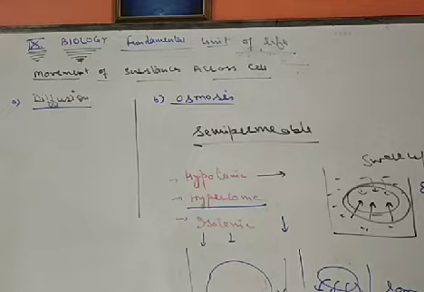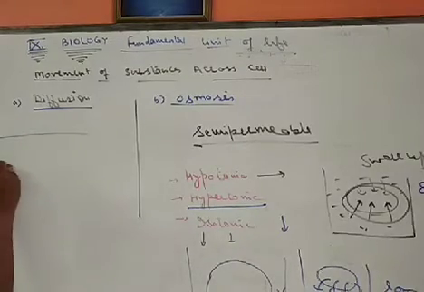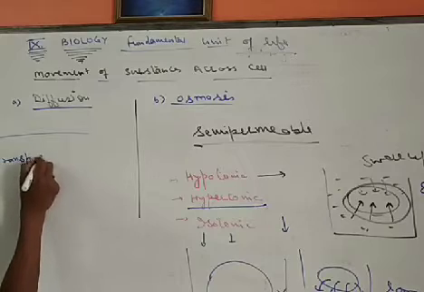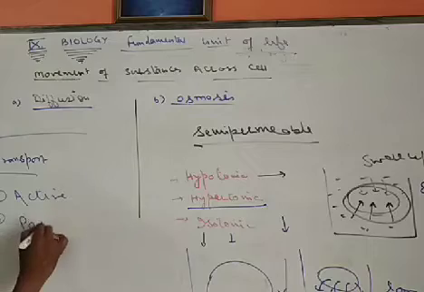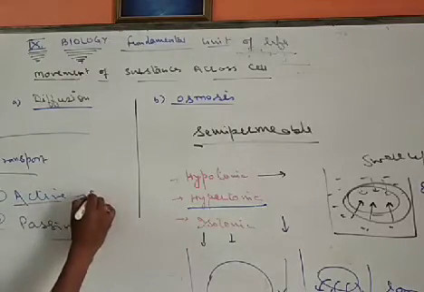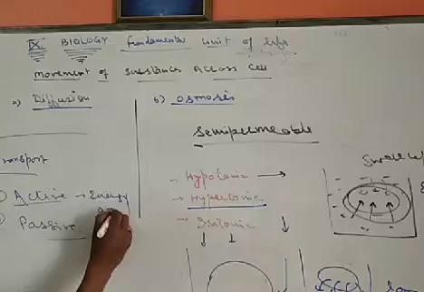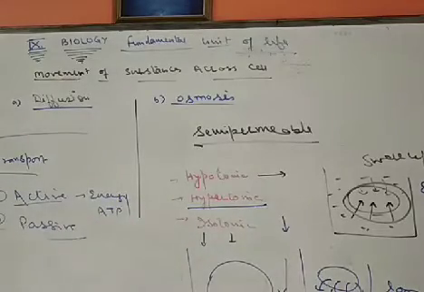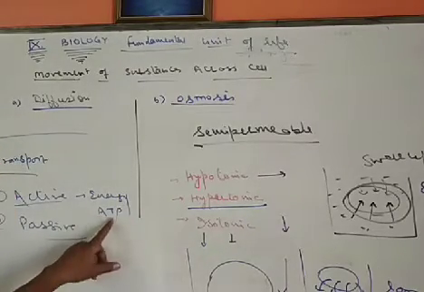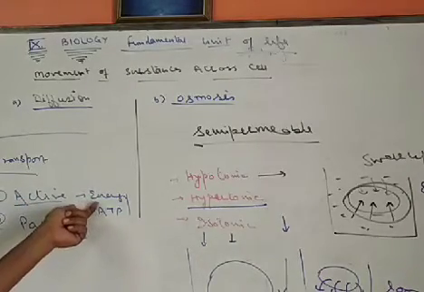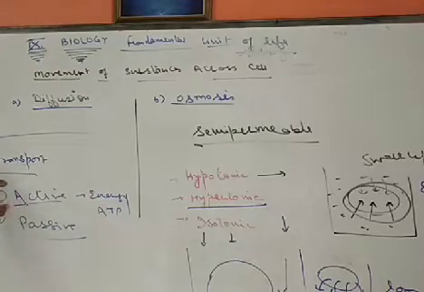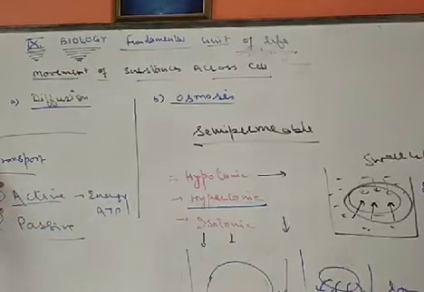Now we come to the next topic, that is active and passive transport in a cell. Transport inside the cell takes place in two ways. Number one is active transport and number two is passive transport. A transport in which energy is utilized in the form of ATP. You must be knowing the full form of ATP. It is adenosine triphosphate. If a cell utilizes energy for movement of substances across it, such a mode of transport is called active transport.